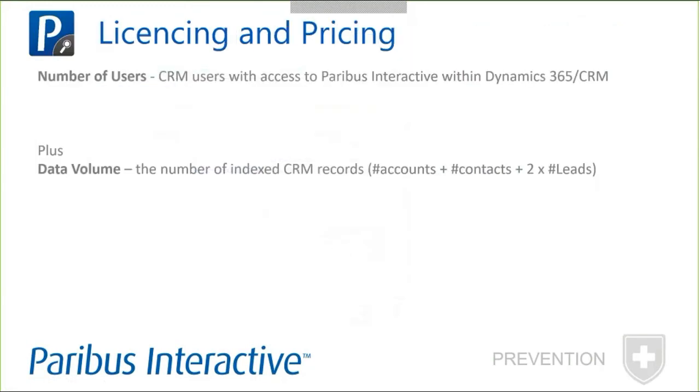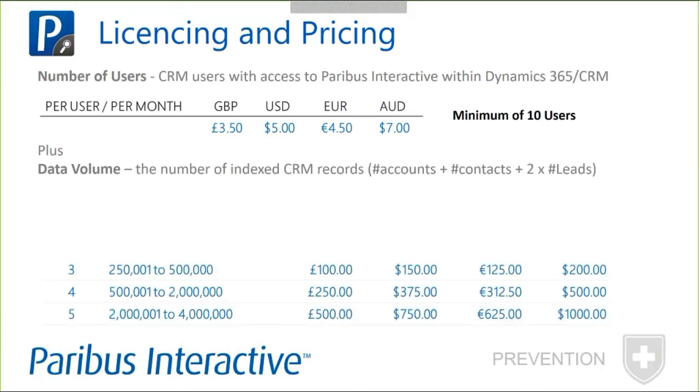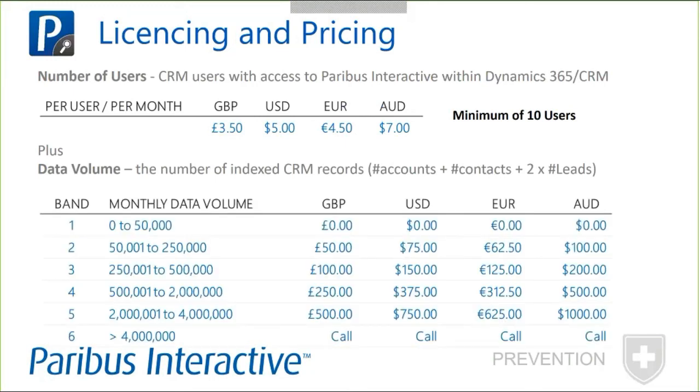So a quick talk on pricing, licensing and pricing. There are two elements to the overall pricing of the solution. The first one is around the number of users that are active with that security role, so the number of users you've applied that security role to. And the other piece is relevant to the amount of data that we are effectively helping you look after in terms of number of records.